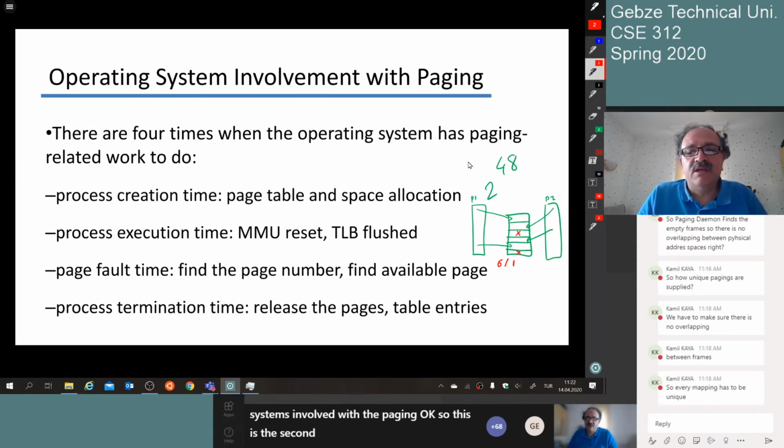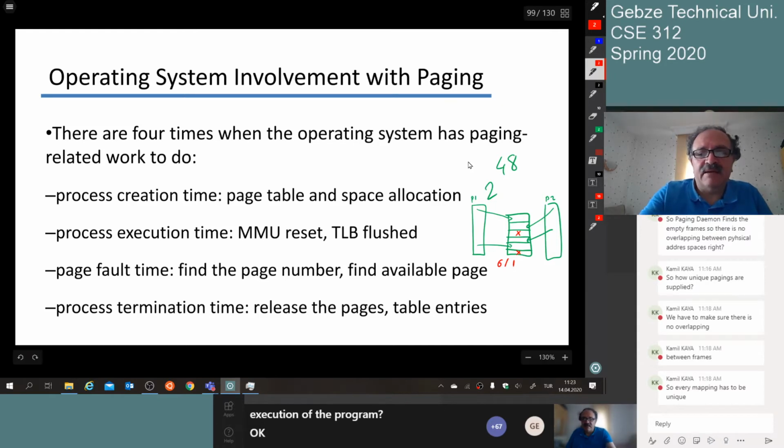Again, this is very important. The operating system is not involved during the regular execution of my program. Every time I make a memory reference or memory modification, all the address translation is done by the MMU. The operating system is a piece of software. It is too expensive to run the operating system for every memory reference. That's why the operating system is not involved during the regular execution of the program. So this is the second time.